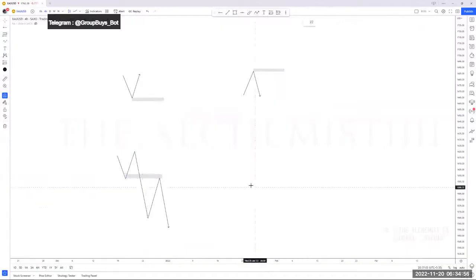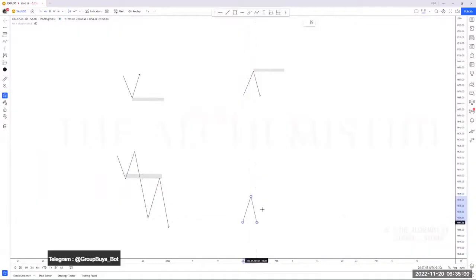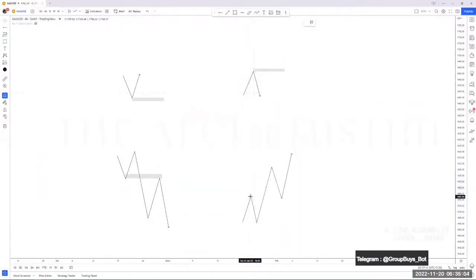Okay, and same thing in here. If a resistance breaks, it will turn into support once again. Okay, so these areas can also be used as POIs, or as key levels.